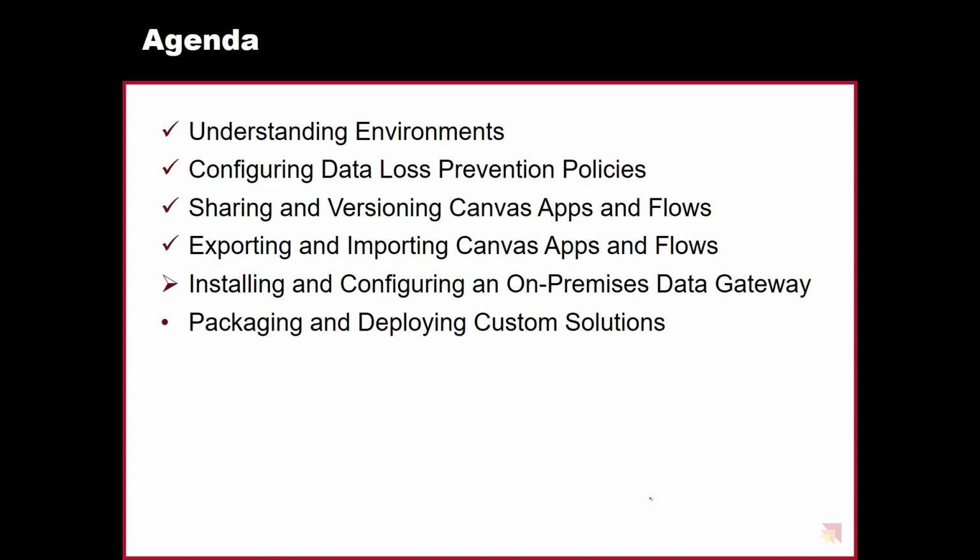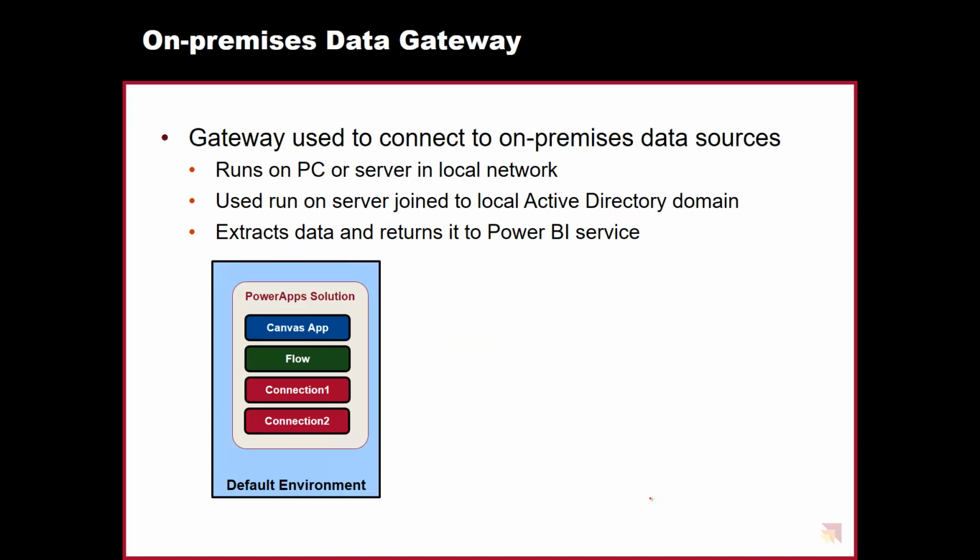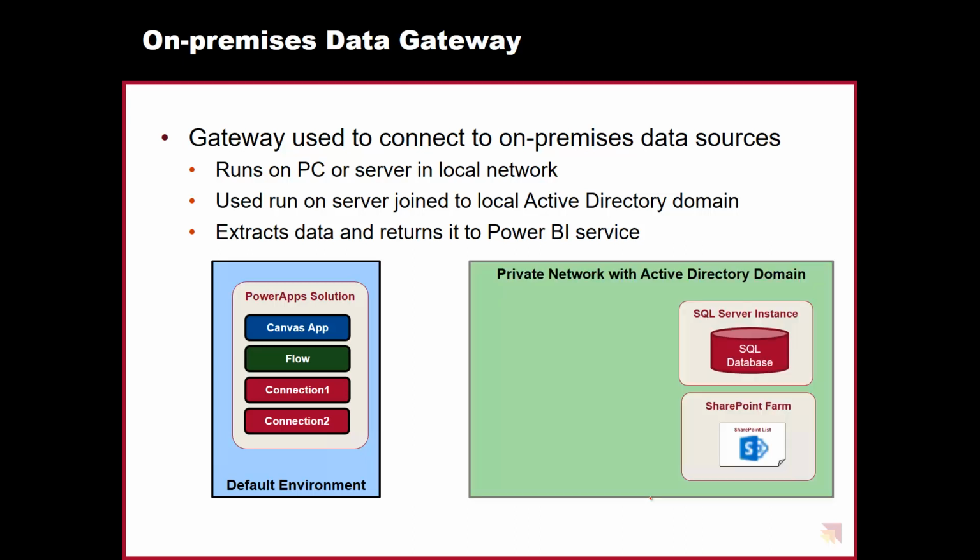Okay. Now, next thing we're going to look at is installing and configuring an on-premises data gateway. Let's go ahead and talk at a high level about what a gateway does. So you have a PowerApps solution, and maybe you have a Canvas app, you have a Flow, you have some connections. The rub is that while everything about PowerApps runs in the cloud, the data that you're interested in lives inside of a local area network with an Active Directory domain. And so there's no way that PowerApps services in the cloud can reach directly into your local network and connect directly to your SQL Server.